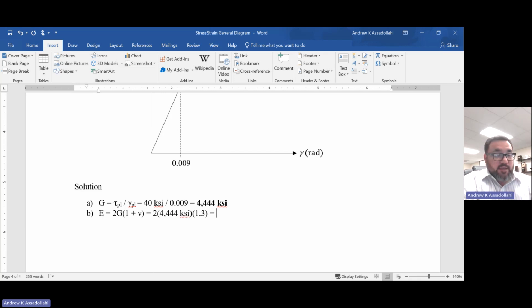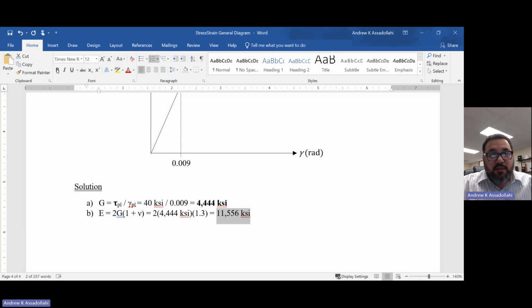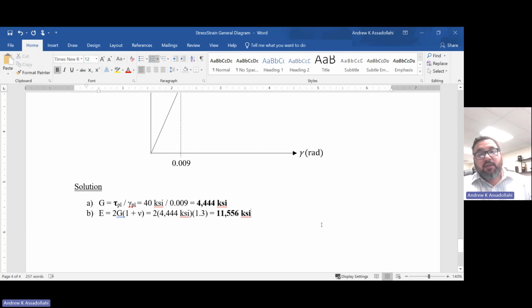And we're going to punch this in our calculators. So let's see what we get. So we should get a modulus of elasticity of about 11,556 KSI. Okay, and that is our answer to part B. It is pretty much that straightforward and that quick.